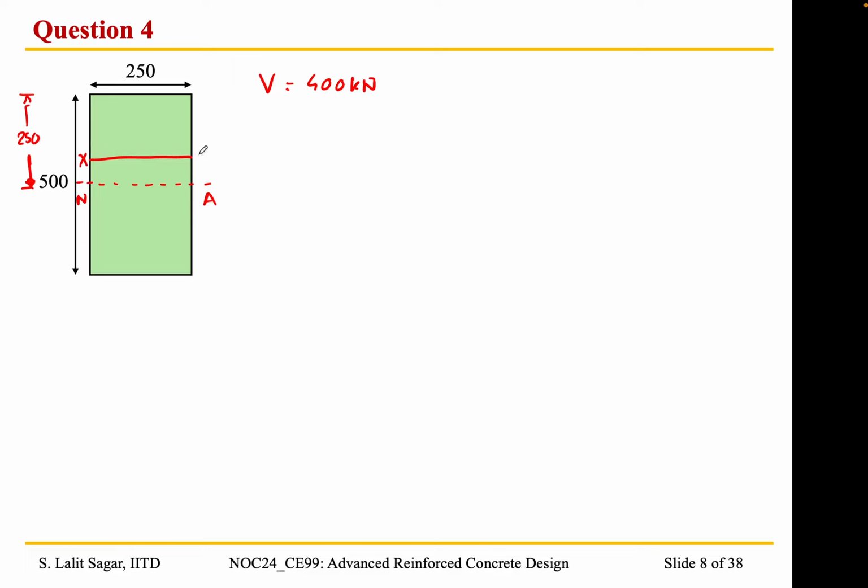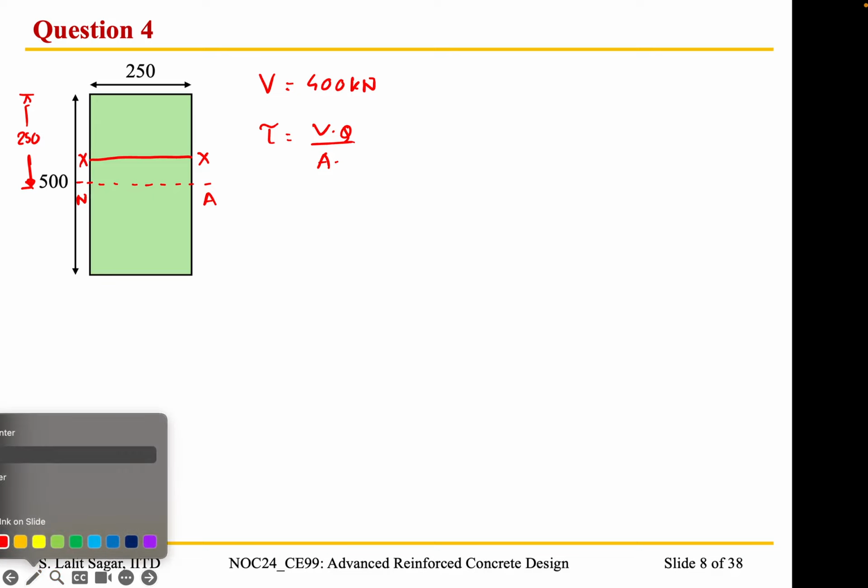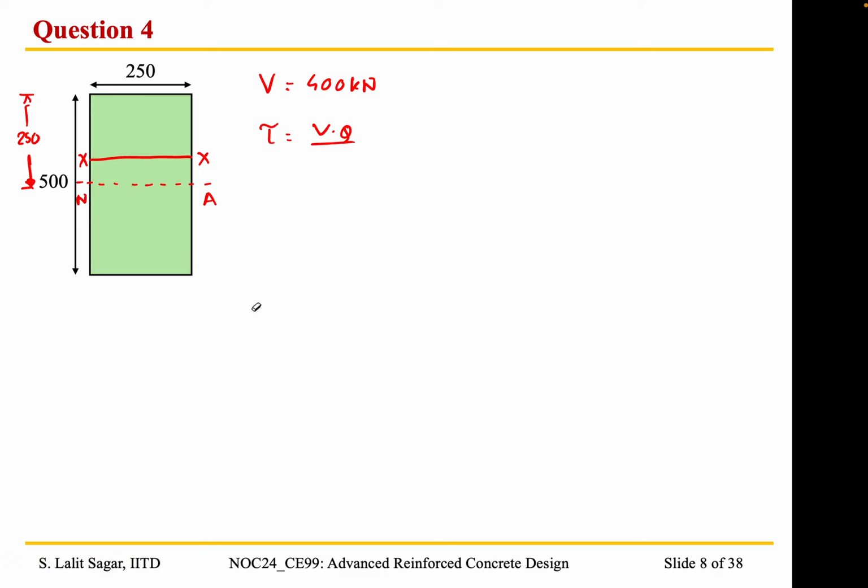Let us call this axis xx. So the shear stress, as I was mentioning, is given by V into Q divided by A into, I'm sorry, it has to be I into B. So what is Q? Q is given by the moment of the area about the section, or about the layer where we want to determine the shear stress. So we need to consider this particular region in order to calculate the moment of the area. So this is 150, right?